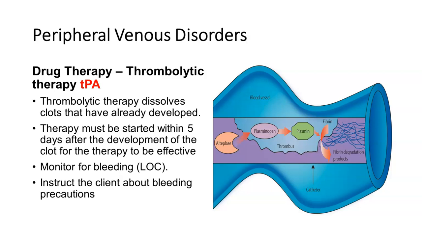So the probably quickest indicator of some sort of internal bleeding is going to be changes in LOC. I'm going to evaluate the effectiveness of that TPA by the client being able to breathe normally, that they have clear lung sounds, that they don't have changes in LOC. All right? And we're still going to do a lot of patient teaching over bleeding precautions. So those are the basics of PAD, PVD. So now let's just kind of generally review what we've looked at so far.